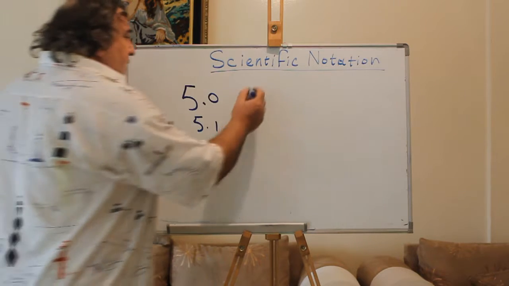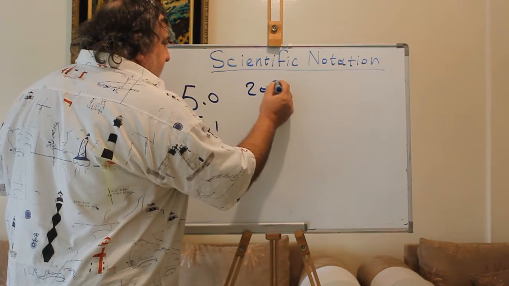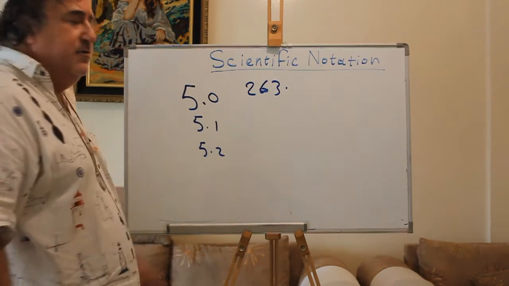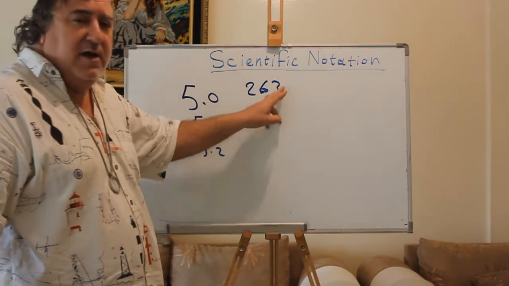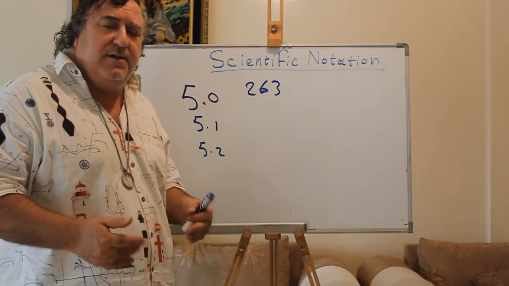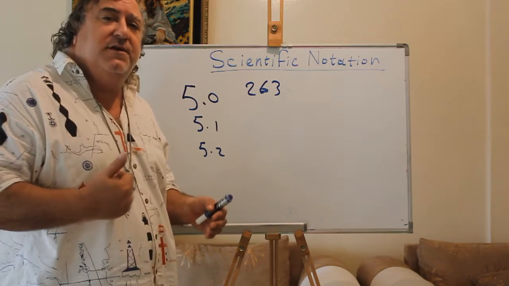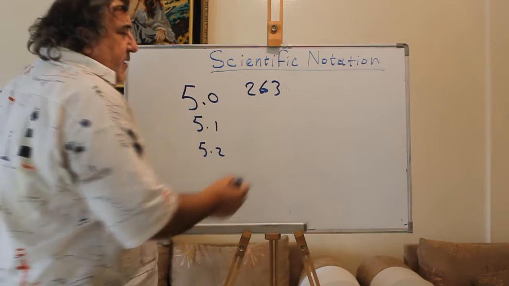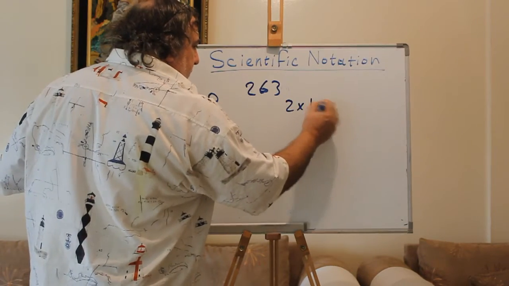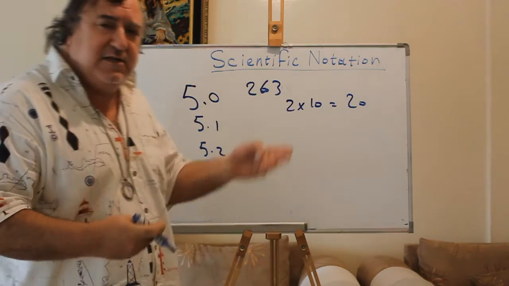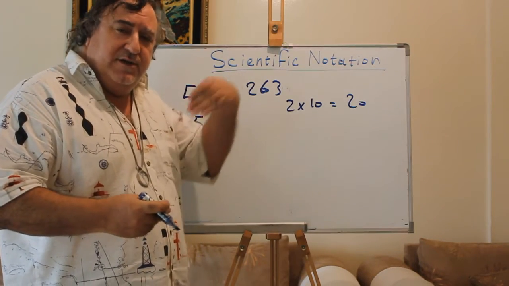Any number, if I have 263, the decimal point is here, without putting it. I hope it's clear. Something else I have to tell you: when you multiply any number by any number, you are increasing the number. So if you say 2 times 10, the 2 will become 20, which is more than 2.